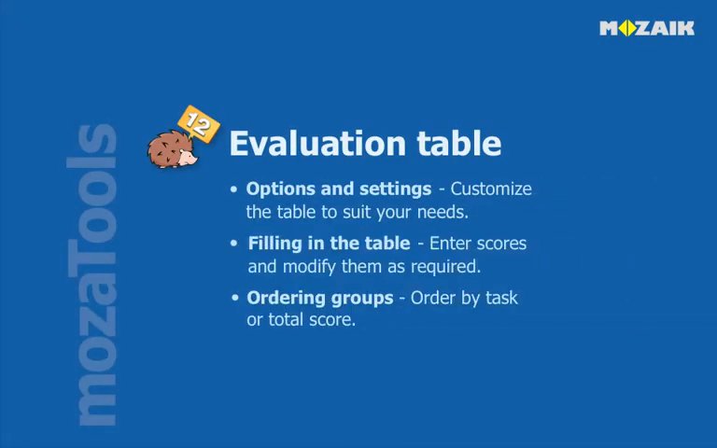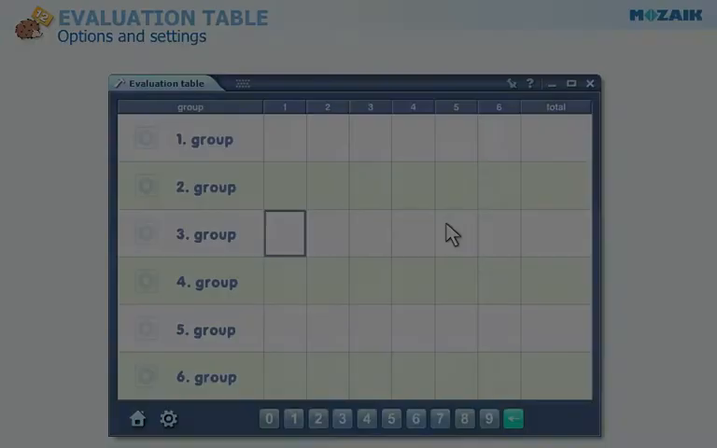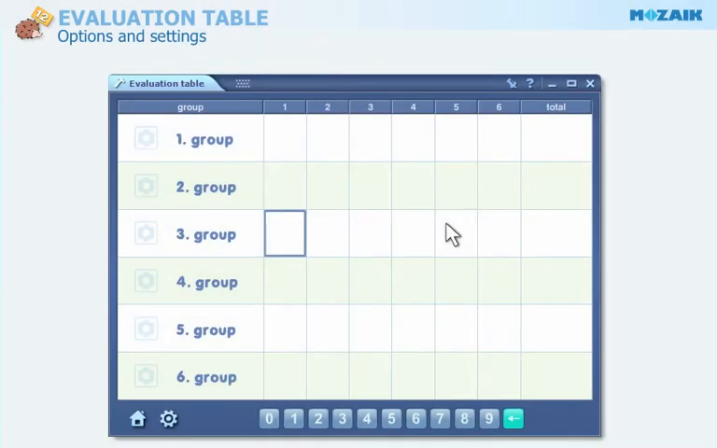Evaluation table. Options and settings. Customize the table to suit your needs. Filling in the table. Enter scores and modify them as required. Ordering groups. Order by task or total score. In the following, we are going to show how to use the Evaluation Table app.